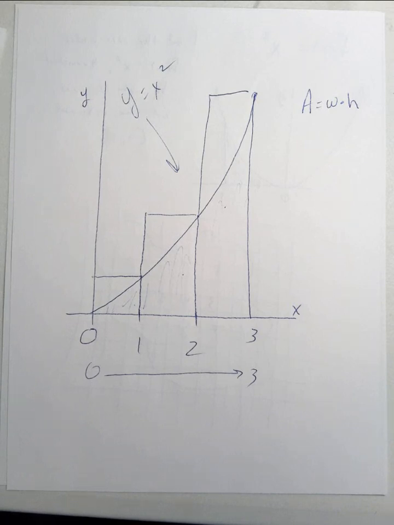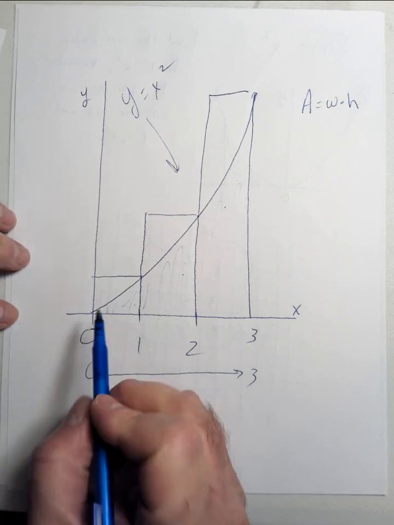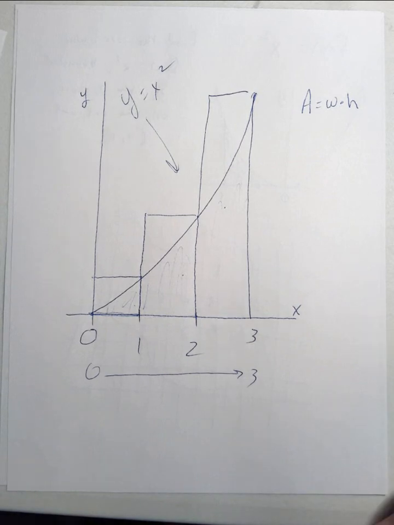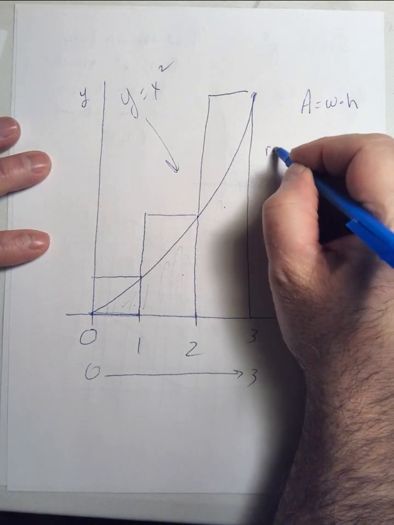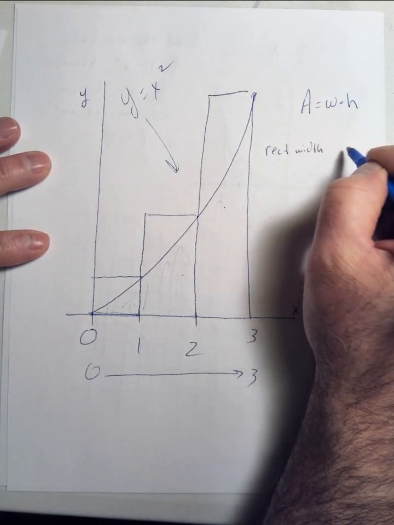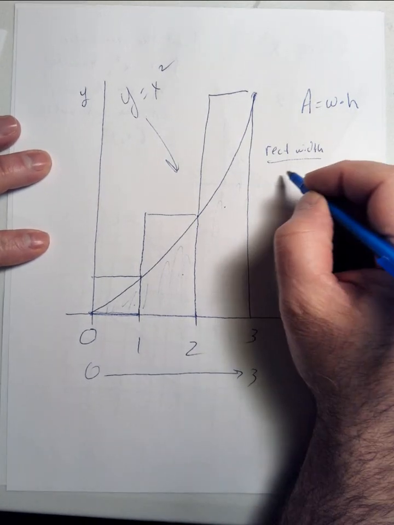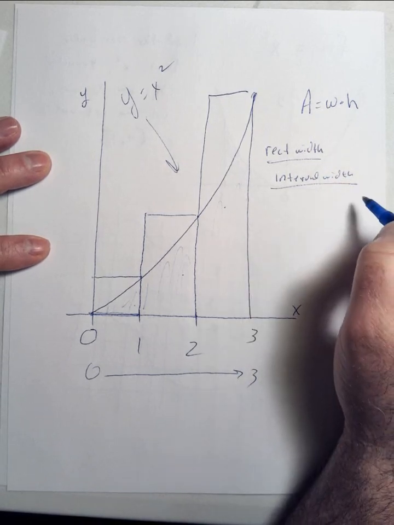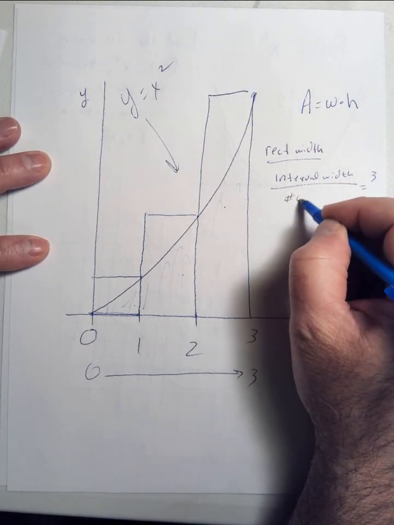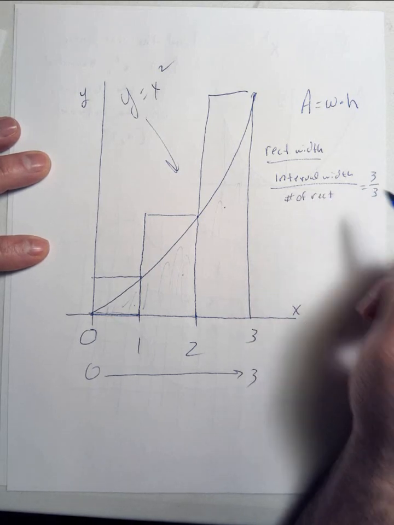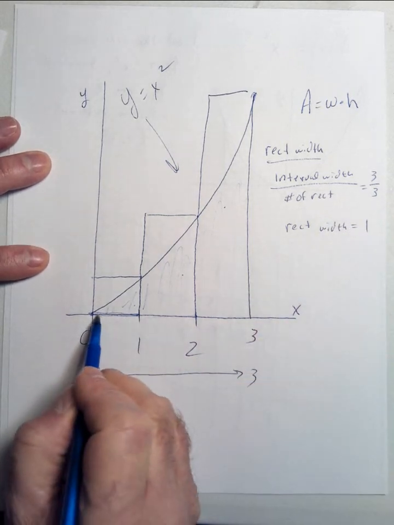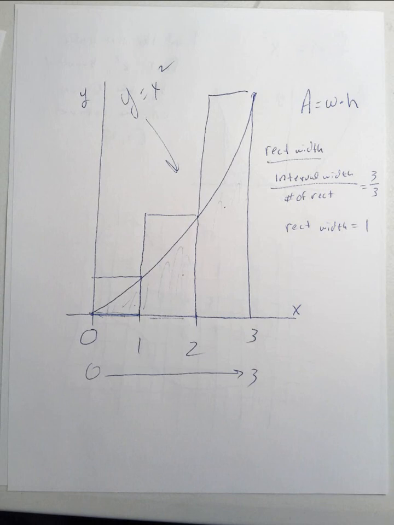First thing we have to pay attention to is, though, what I did is I started at 0, so each width is going to be the same. The width has to stay uniform or constant. That's important. Okay? So to find the rectangle width, I took the interval width, which in this case is 3, and then the number of rectangles that I want, which was also 3. So we see that in this case the rectangle width is 1, which you see that each rectangle is 1.